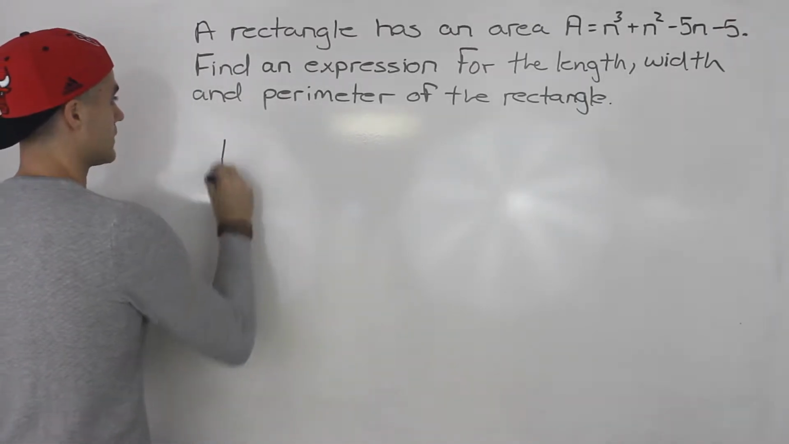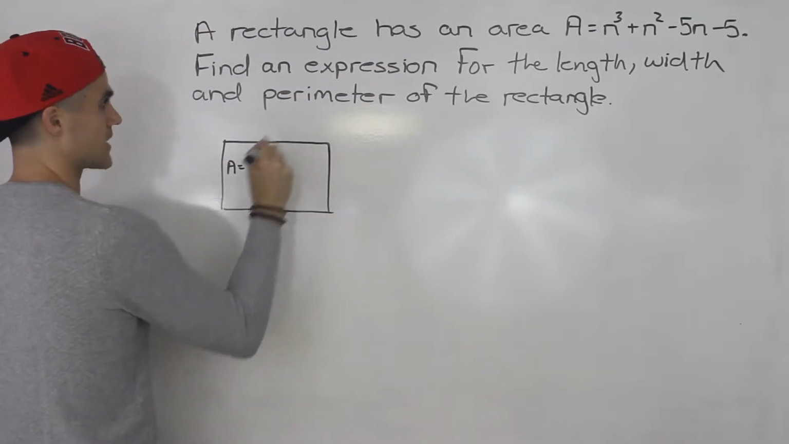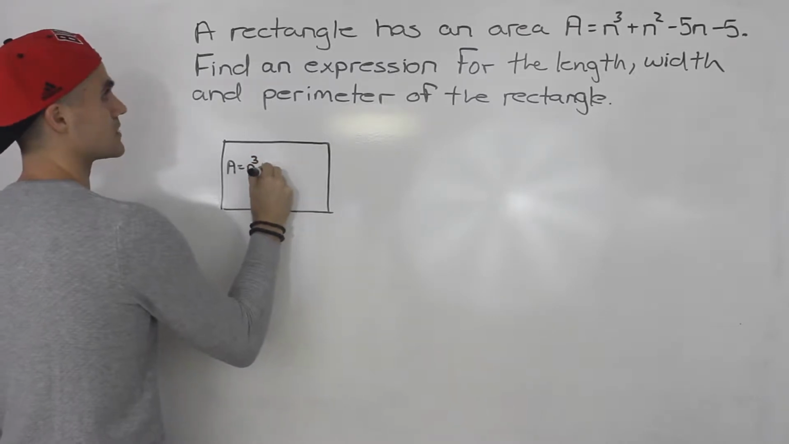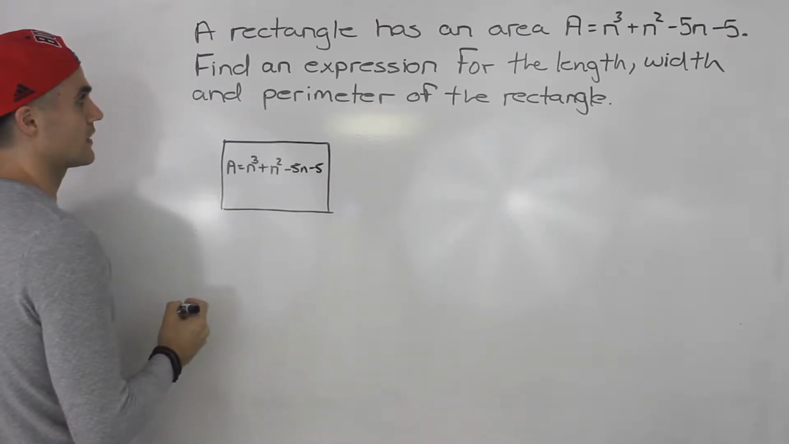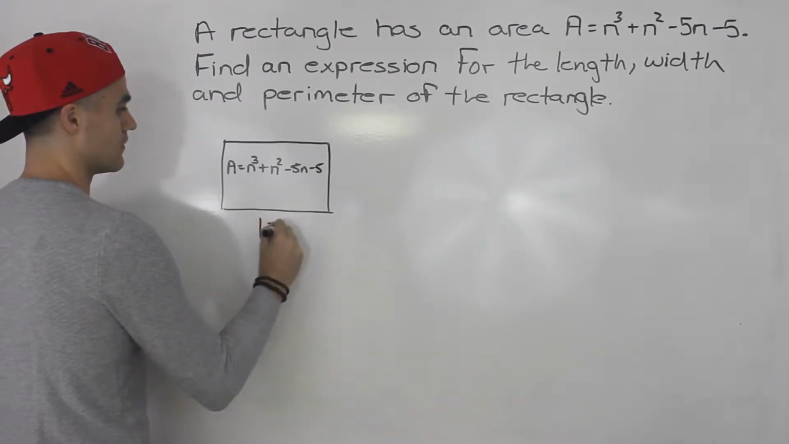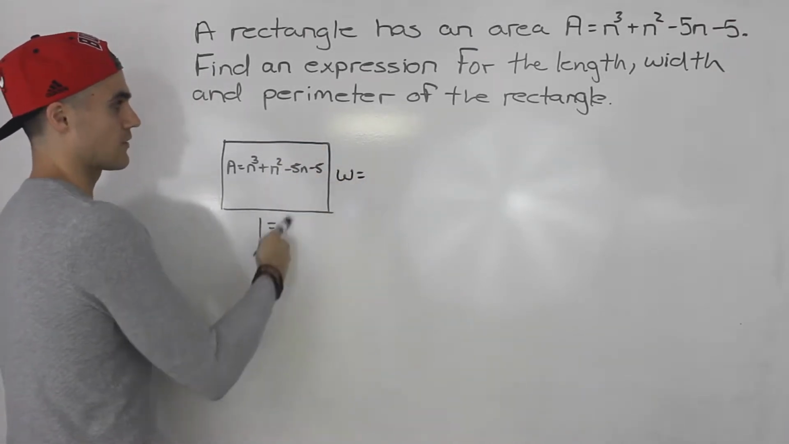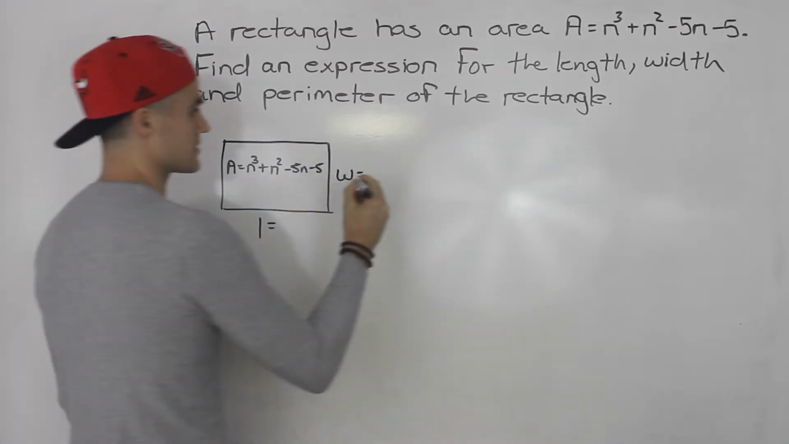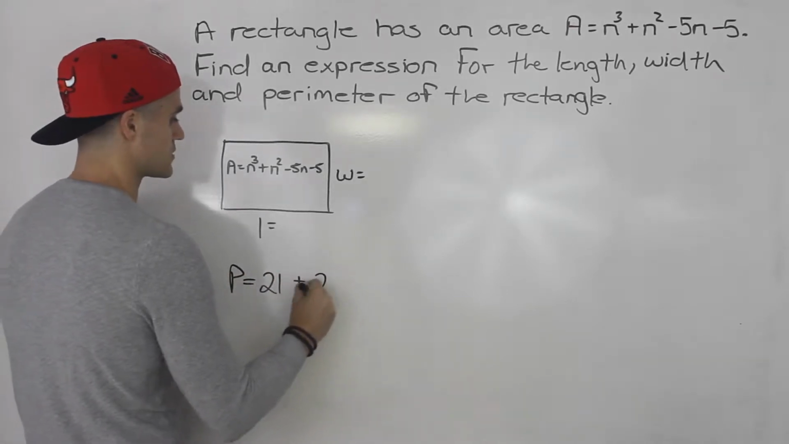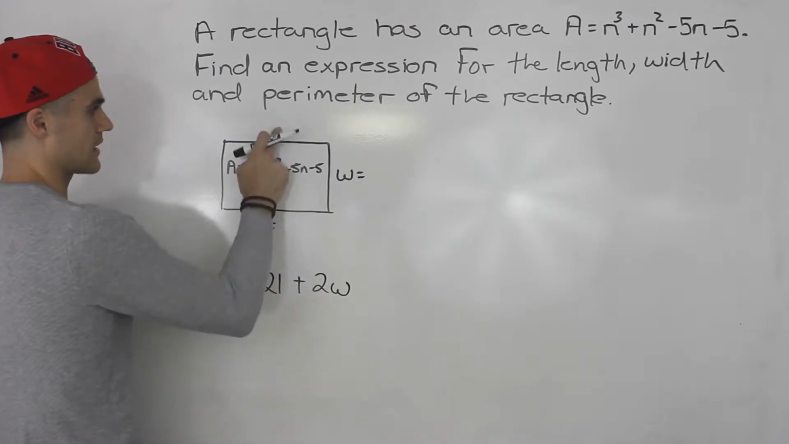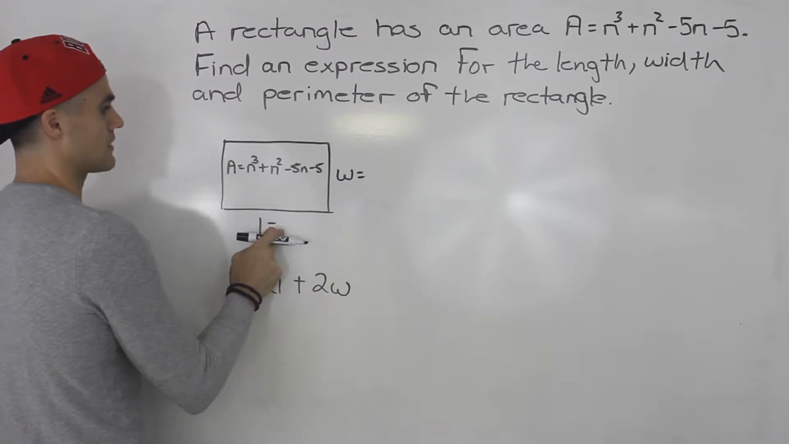Okay, so let's draw this rectangle here. We're told the area of this rectangle is that expression, n cubed plus n squared minus 5n minus 5. And we have to find an expression for the length and the width, and then also the perimeter. But once we have the length and the width, the perimeter is going to be easy because we know the perimeter of a rectangle is just what? 2L plus 2W. 2 of these L's added together plus 2 of these W's added together. So really we just have to find the width and the length.